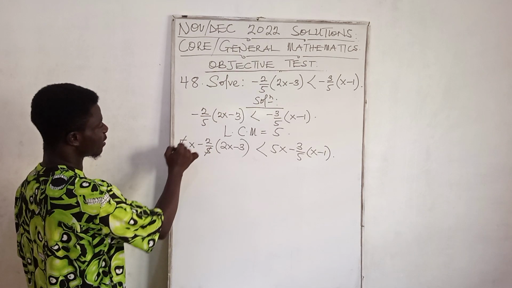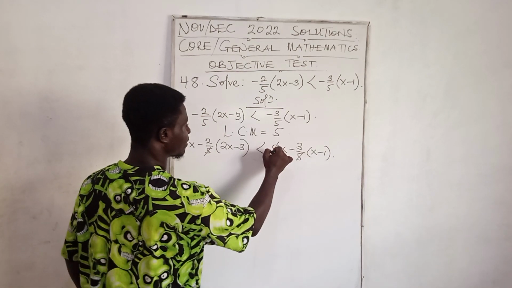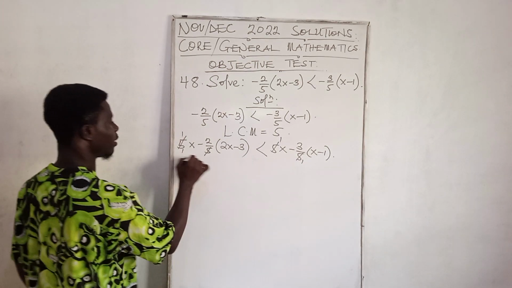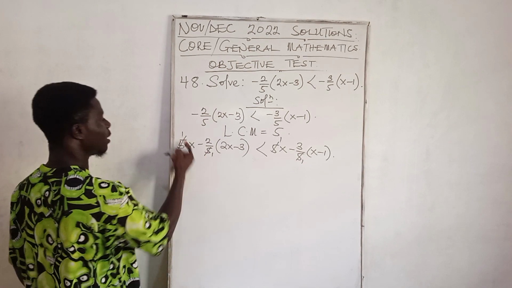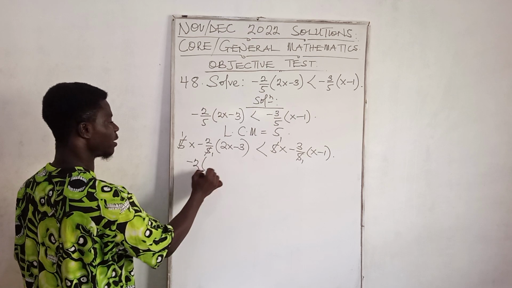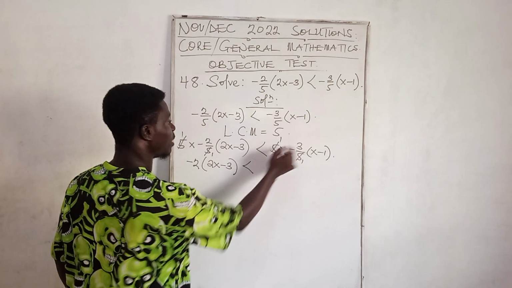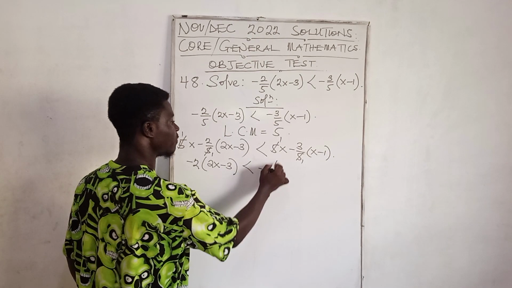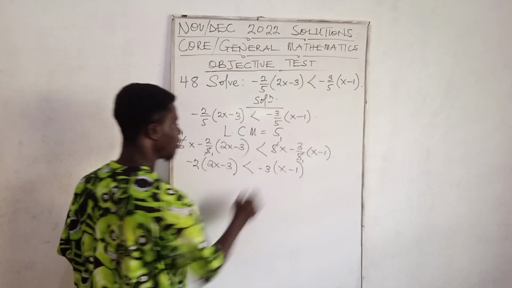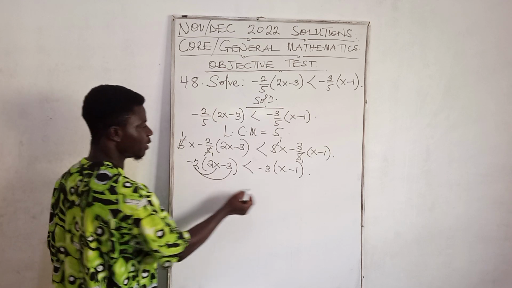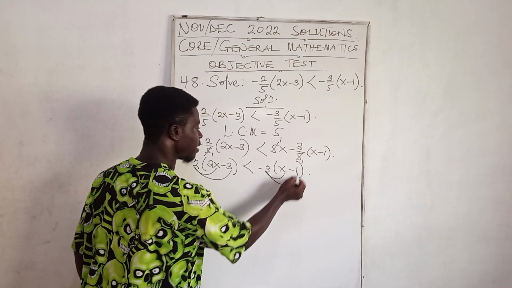So this guy cancels that. This guy cancels that. So we have 1, then here 1. We have that here. So 1 times negative 2, we still have negative 2 times my 2x minus 3 less than 1 times negative 3, I have negative 3 times x minus 1. So we have negative 2 multiplying the expression inside. The same thing applies to this guy here.